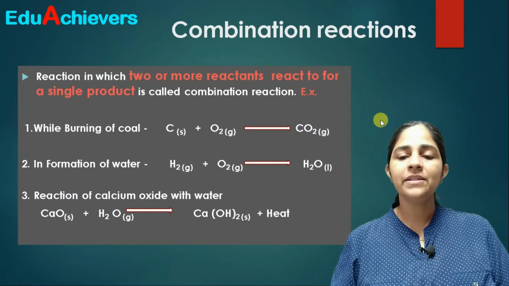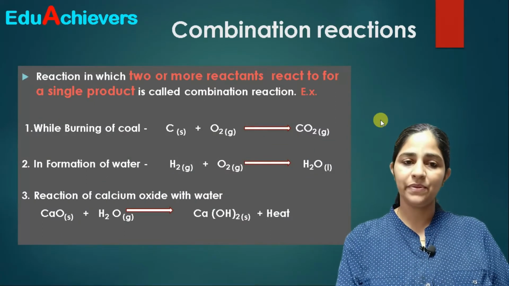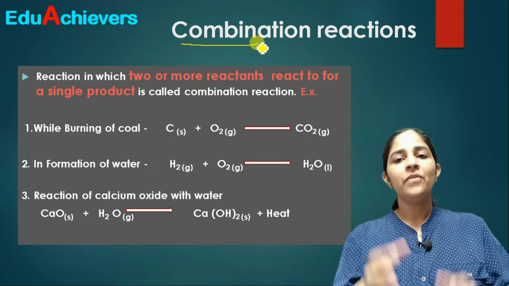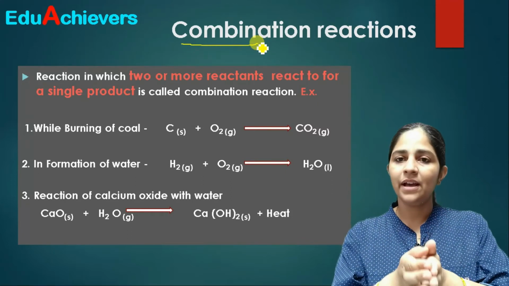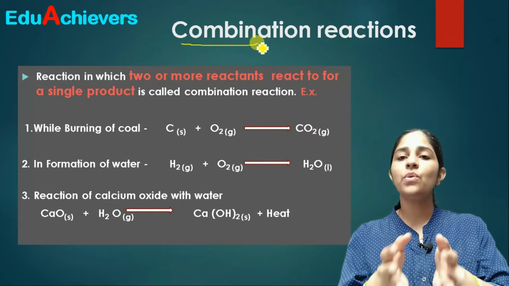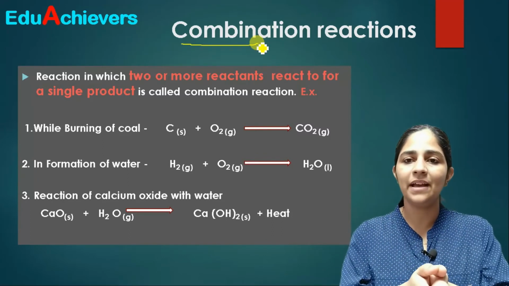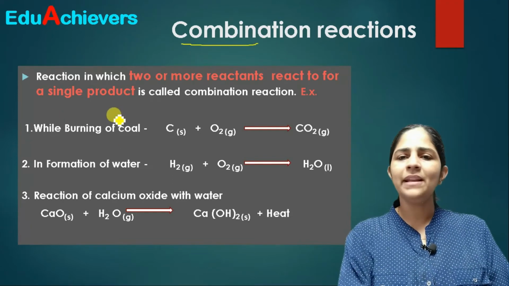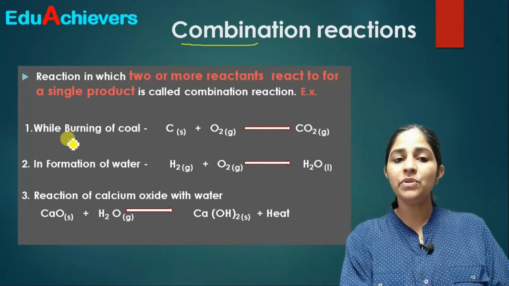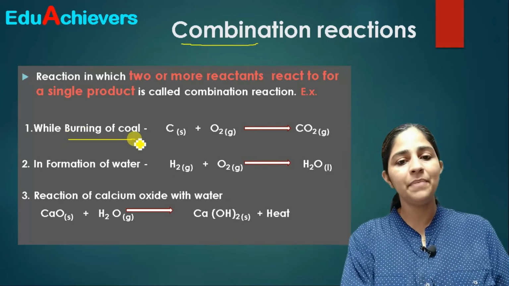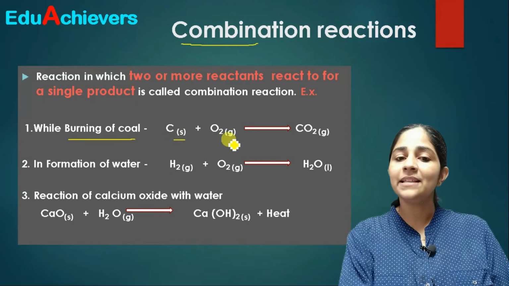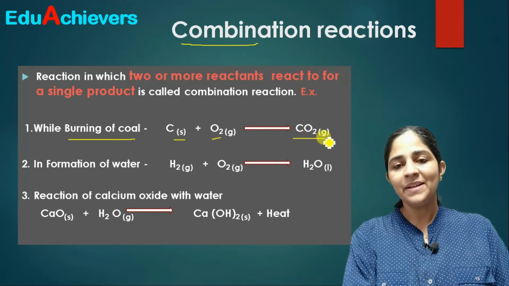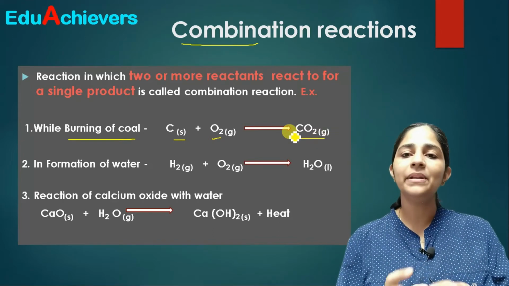Now, studying the combination type of reaction in further detail, as the word itself says, combine. That means two or more reactants or substances are joining together to form a product, correct? So this is a combination reaction. A common example around us is the burning of coal. Whenever coal is burnt, the carbon present in it combines with the oxygen from the air and carbon dioxide is formed. So these types of reactions are called combination reactions.